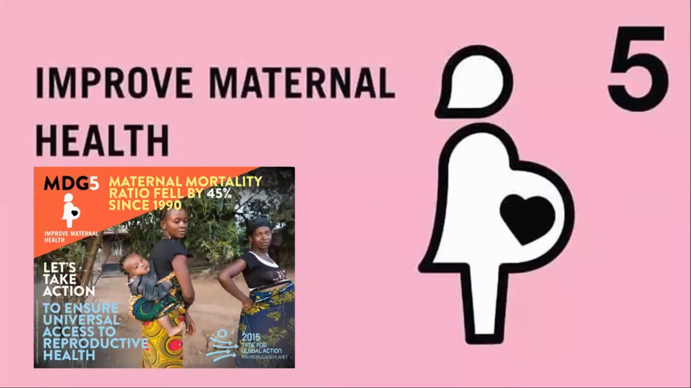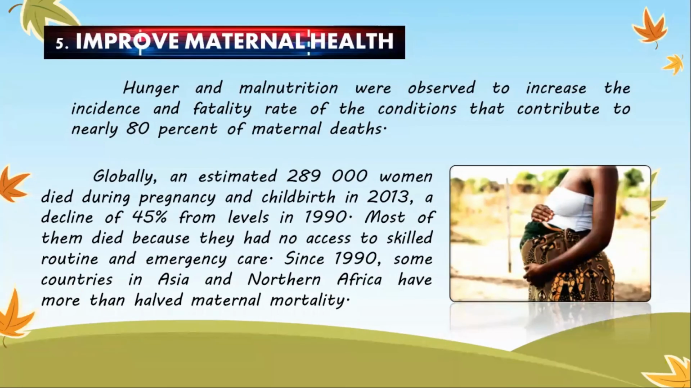Another goal of the Millennium Development Goals is to improve maternal health. Hunger and malnutrition were observed to increase the incidence and fatality rate of the conditions that contribute to nearly 80% of maternal deaths. Globally, an estimated 289,000 women died during pregnancy and childbirth in 2013, a decline of 45% from levels in 1990. Most of them died because they had no access to skilled routine and emergency care. Since 1990, some countries in Asia and Northern Africa have more than halved maternal mortality.